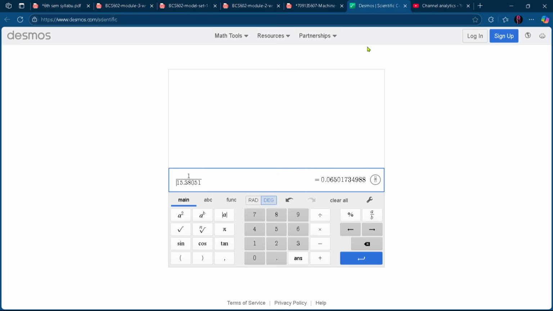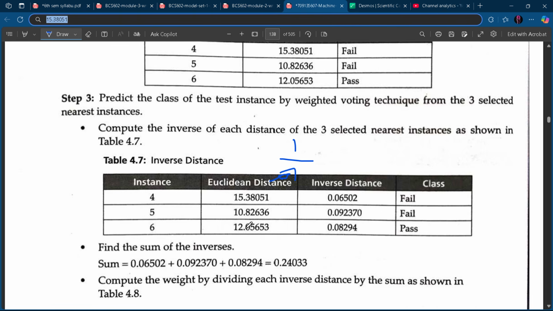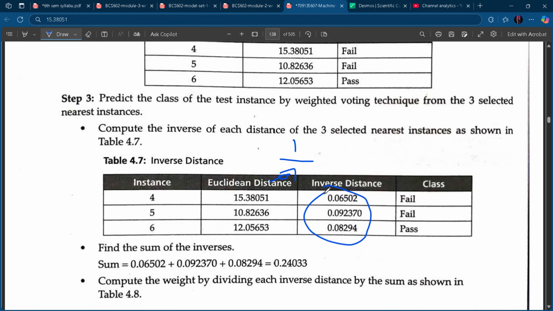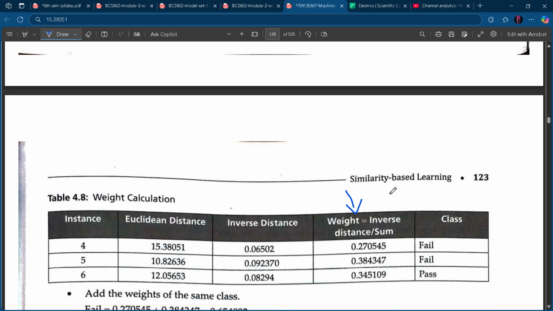0.0650, here it's 2. Why? Because they have considered it as a whole term, so they didn't consider all the digits, and rounded it to 2. Same way, you take 1 divided by each number. You got these values. Now you have to add all these values. That value is called the sum. Now you can calculate the weight easily. What is the weight formula? Weight is equal to inverse distance divided by sum.